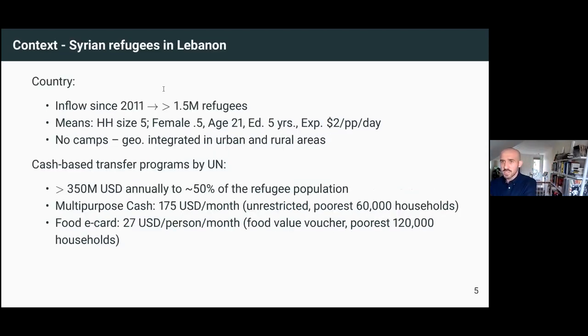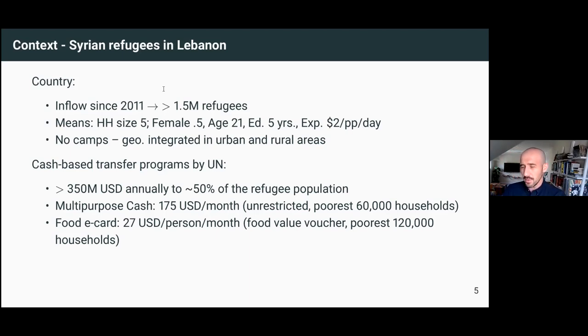I'm going to skip the country context; I think we're all familiar. Syrian refugees have a large family size, relatively speaking, roughly equal in gender, very young and relatively uneducated. The median family lives on a $2 per day poverty line. There are no camps in Lebanon for historical reasons. I think we all here know why.